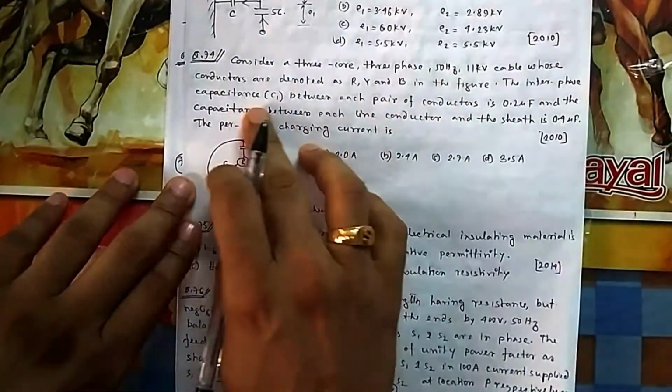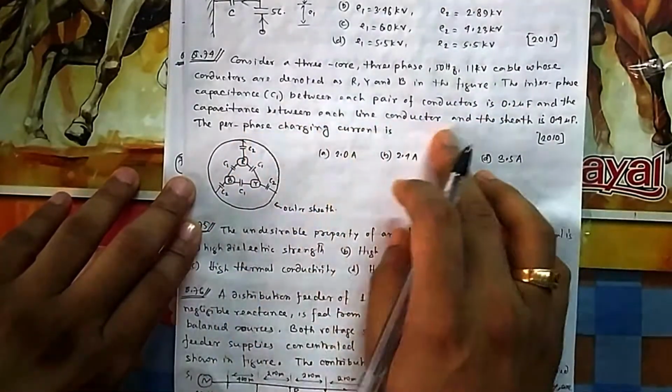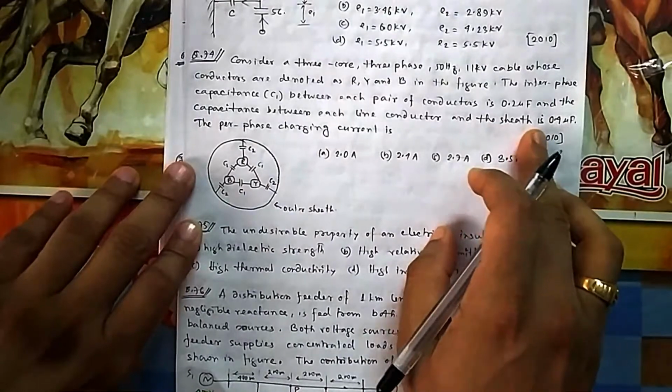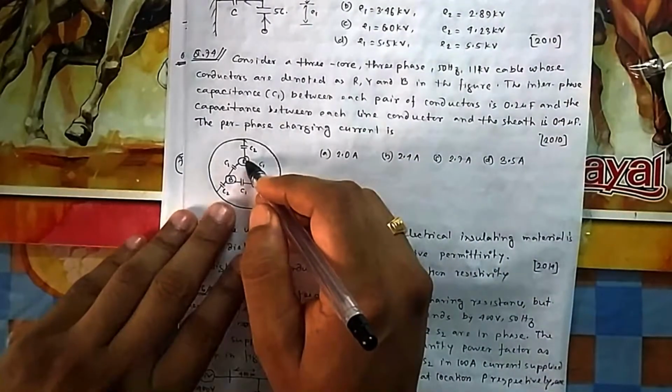In the figure, the interface capacitance C1 between each pair of the conductors is given, and the capacitance between line and the sheet is also given. This conductor's capacitance is also given. The per phase charging current: if you take any phase, what will be the charging current?